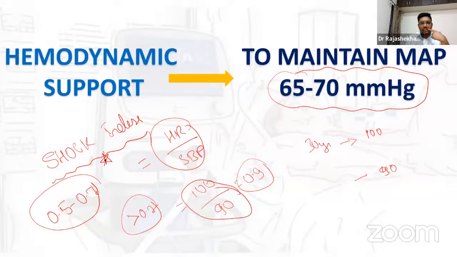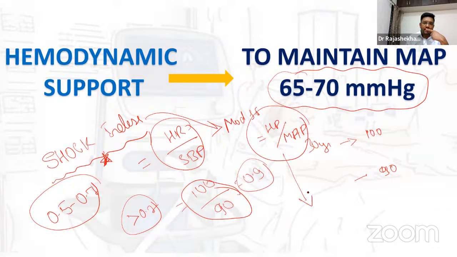And nowadays, another entity has come, which is called the modified shock index, in which the ratio of heart rate is taken to the mean arterial pressure rather than the systolic blood pressure. This may come in future. This has been particularly assessed in patients of acute myocardial infarction in predicting mortality.